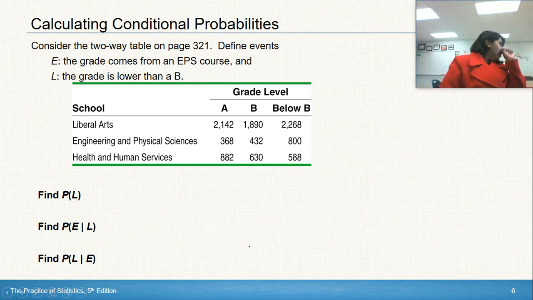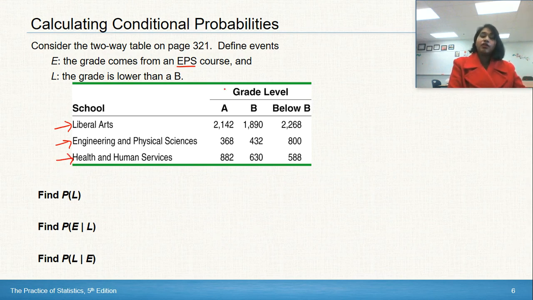So, excuse me, we have this two-way table that comes from page 321, and just a summary of this study. There were 10,000 students at some university who received course grades that semester. So that means they either got an A, a B, or below a B, but they didn't get no credit or dropped credit or withdrawal. So they got an actual course grade. So of these 10,000 students, some belong to the liberal arts college, the engineering and physical science that we're going to call EPS, and the human and health services college.